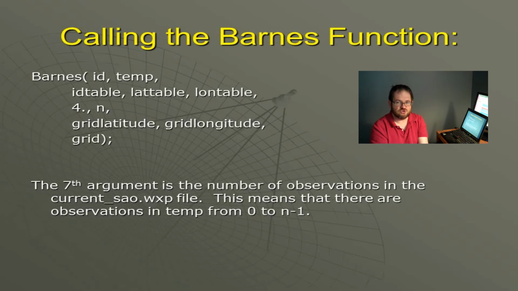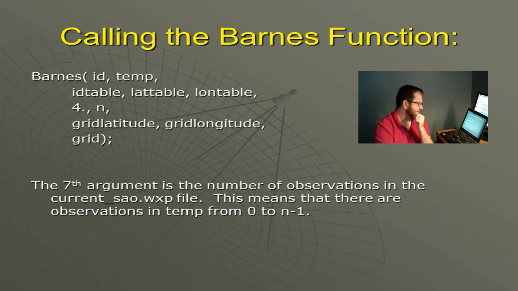Neat. Why does Barnes need to know that value? Because it needs to know how many rows of those first two arguments. Remember, ID had 10,000 rows, but you didn't necessarily use them all. You only used the first n of them. And temp, which had 10,000 floating point numbers in it, you didn't necessarily use them all. You only used the first n of them. So the Barnes objective analysis does need to know how many stations reported that hour. And that will be n.